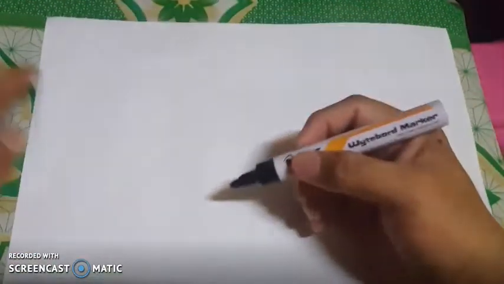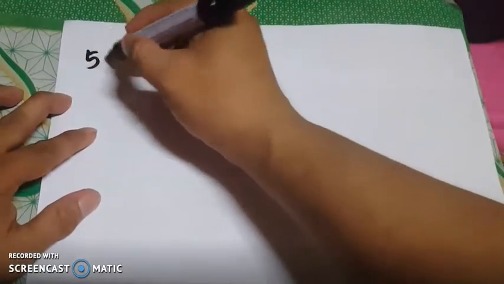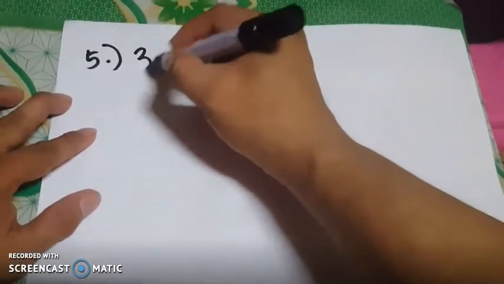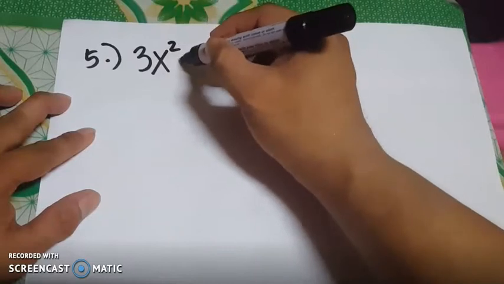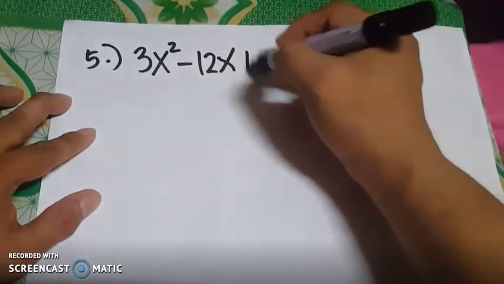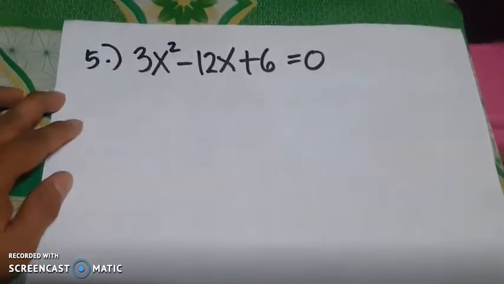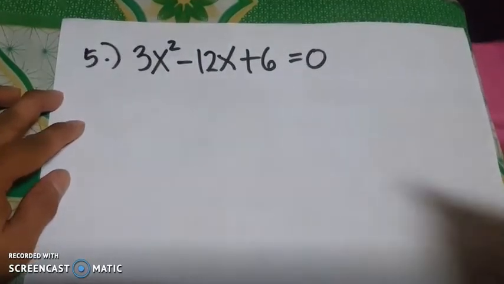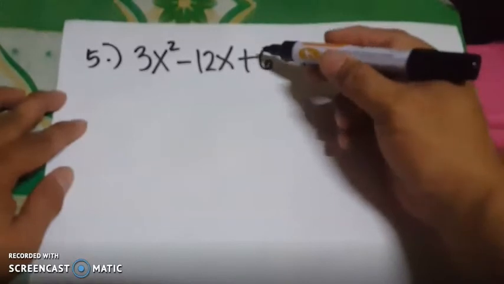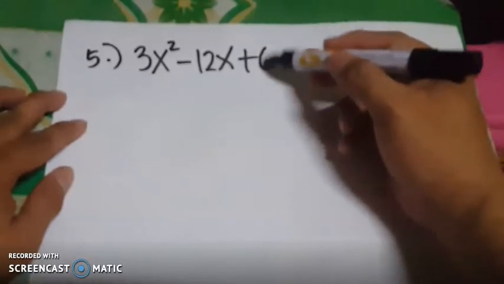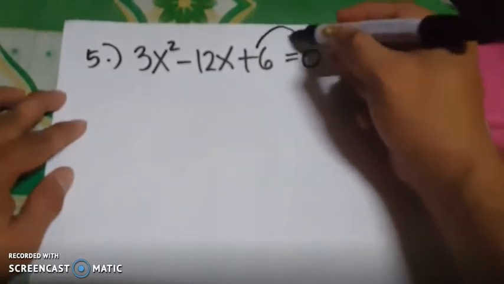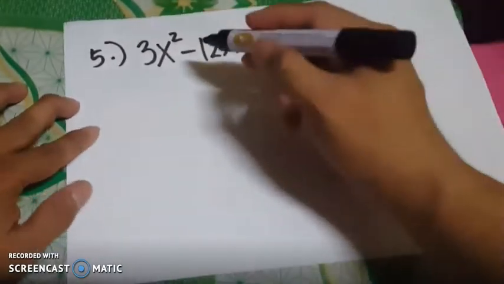Let's have here example number 5. So what if the case is like this? So number 5, we do have 3x squared minus 12x plus 6 is equal to 0. So in the case of that, if your constant term is on the left side, let's move the constant term to the right side.